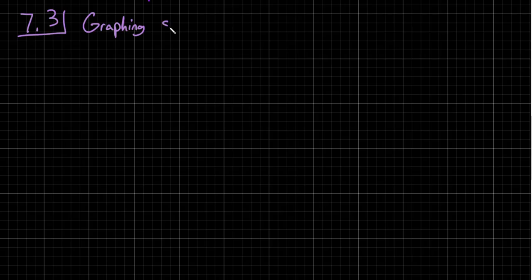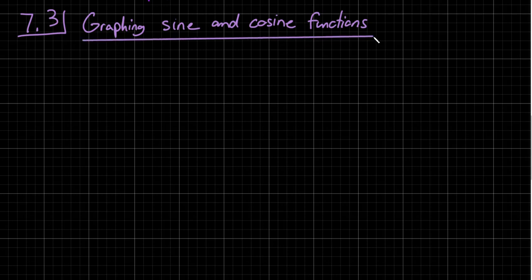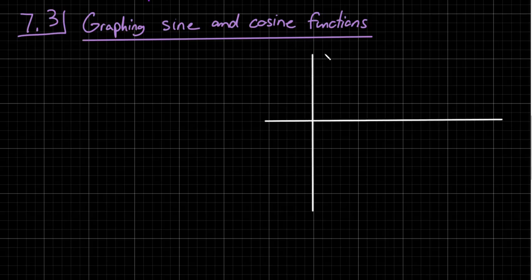Graphing. We're only going to graph sine and cosine functions. Those are the only two we are graphing. Now, there's something special about our graphs. When we're graphing this, our axes, written as such, this is always y, this is always x, right?